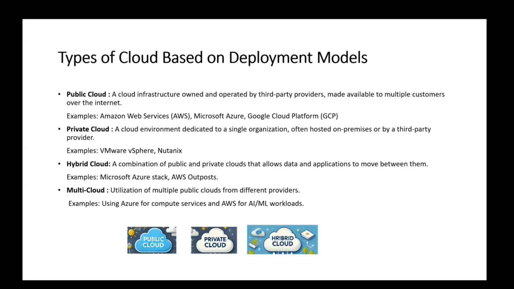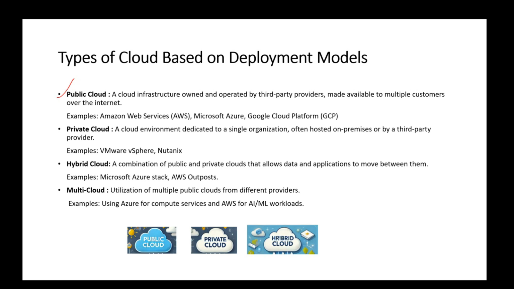So the first one is types of cloud based on deployment models. Let's say you are a customer and you wanted to move to cloud deployment. Then what are the types of cloud available to you? Based on that, you can select which cloud you want to go with and what are the services available. Basically, it is categorized into four parts. The first one is public cloud.